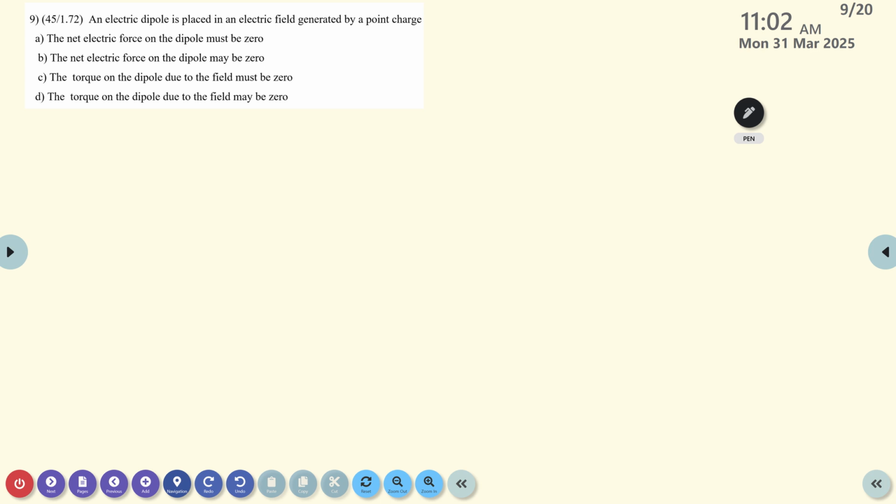An electric dipole is placed in an electric field generated by a point charge. Remember, students, the point charge concept is concerned. Does a point charge give a uniform electric field or non-uniform electric field? It always gives a non-uniform electric field. Why? We know the equation E equal to K into Q divided by what? R square. If R is different, then electric intensity is also different.